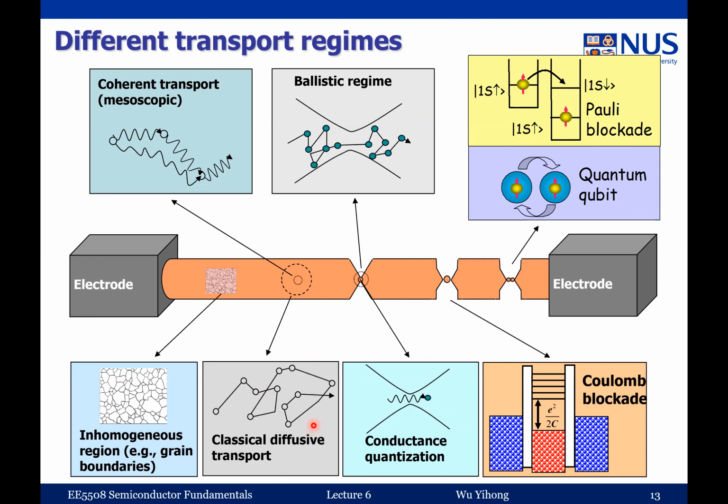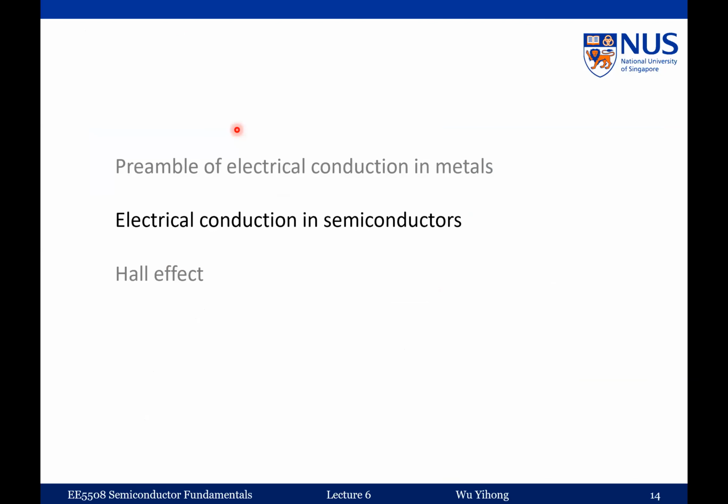Okay, so I hope this provides you a picture on electron transport if you are doing some research, right? I believe some of you are doing research on this one, for example, like this conductance fluctuation due to coherent transport, right? This kind of regime. So anyway, the scope of this module is just classical diffusive transport. Okay, so with this, now we can look at electron transport, electron conduction in semiconductors, right?